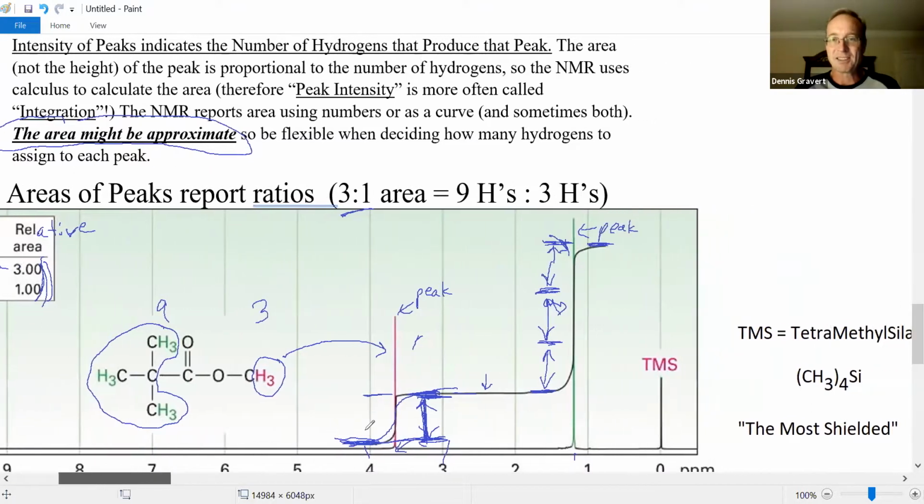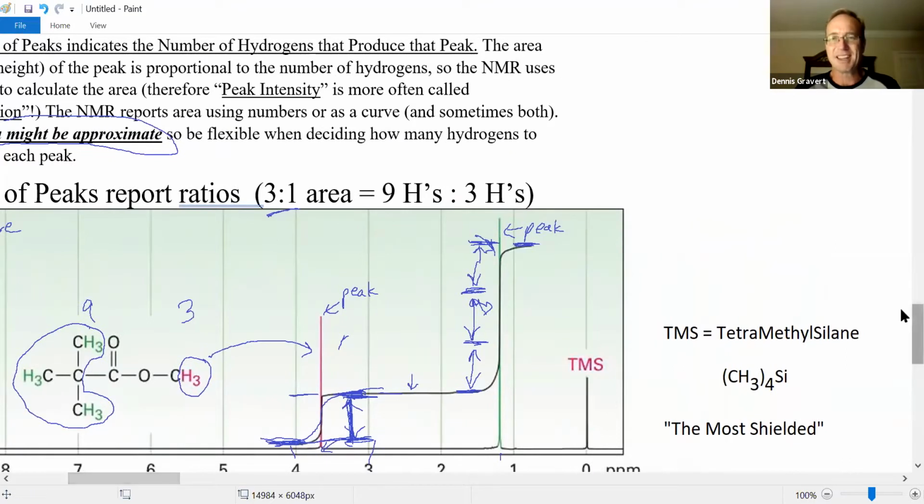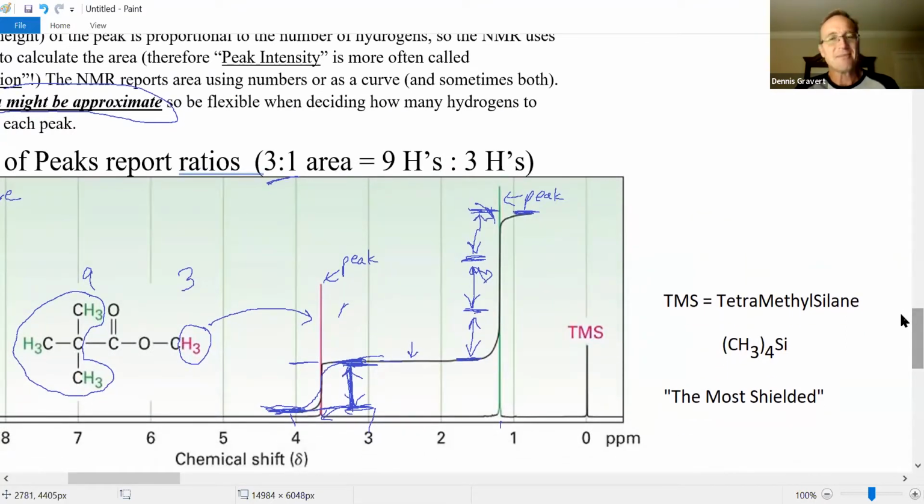I got a little note over here on the side. That was from a student, I can't remember who, but I thought I'd share it with you. TMS properly stands for tetramethylsilane, which is this molecule, but they like to rename it the most shielded TMS, because it's the farthest upfield peak. Upfield is the word. I thought, oh, that's clever. The most shielded, farthest upfield. Everything else is downfield, de-shielded.